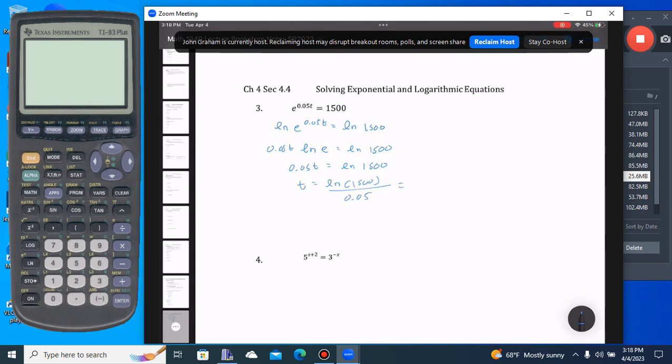We can plug this in a calculator: natural log 1500 divided by 0.05. You get 146.3.